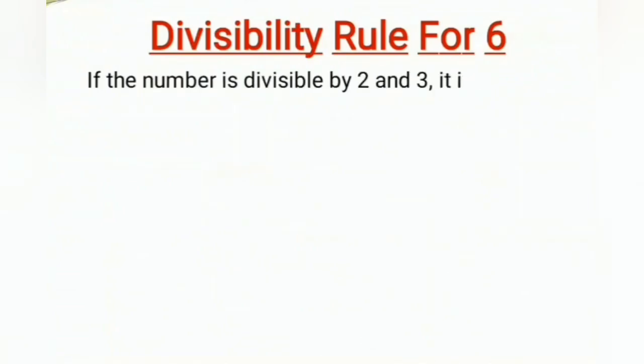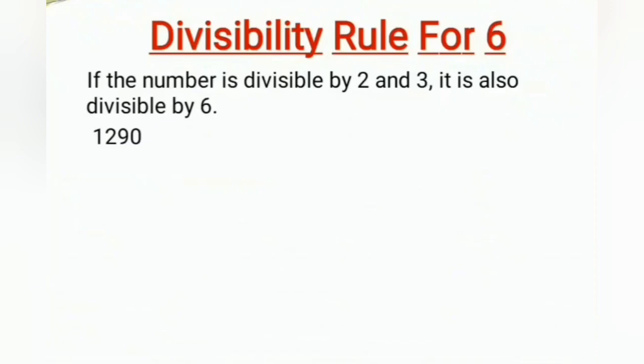Divisibility rule for number 6. If the number is divisible by 2 and 3, it is also divisible by 6. Previously, we had seen the divisibility rules of numbers 2, 3 and 4. Check out the link in the description box. Let's see an example, 1290.